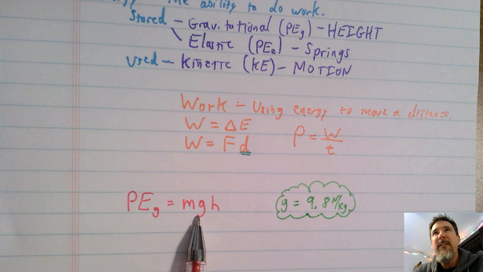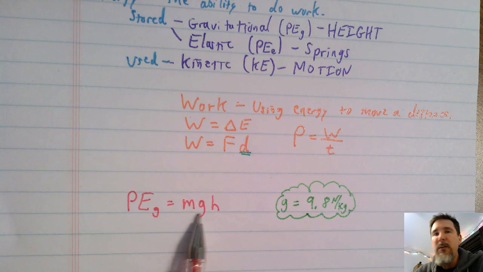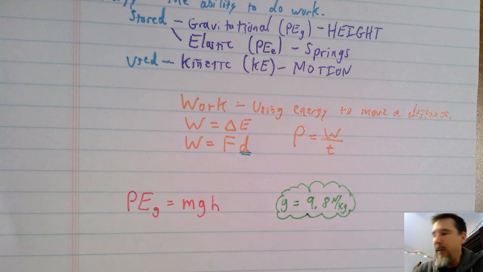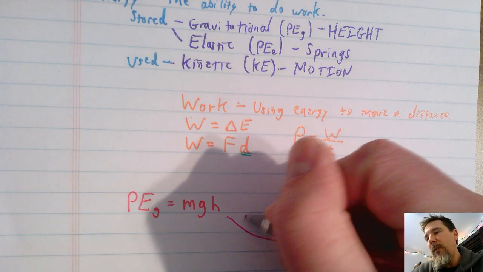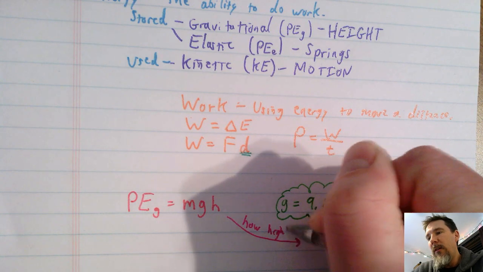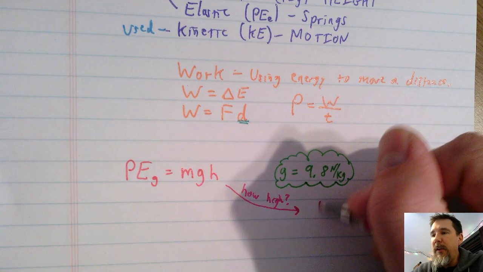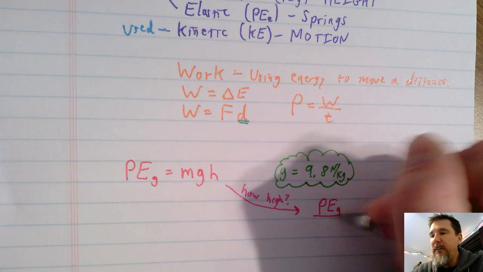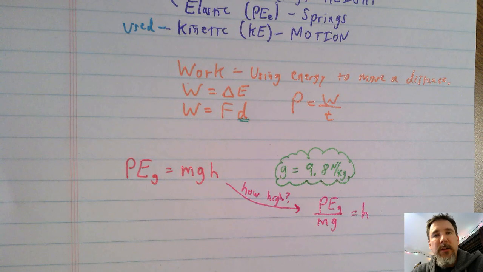And double check your ability to put that in the calculator correctly. A lot of times I see trouble where the order of operations isn't done correctly. For example, let's say I wanted to solve for height, so the question was, how high did something end up? Well, I'm just going to write this as if I just divided both sides by mg. That's going to end up being the equation you're going to use.